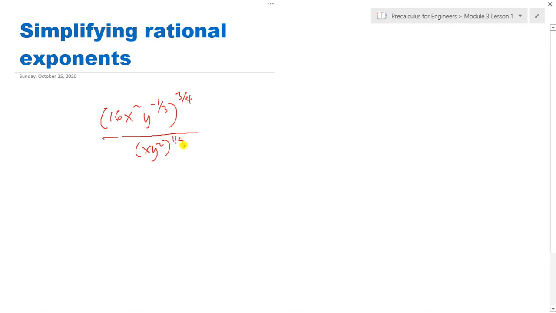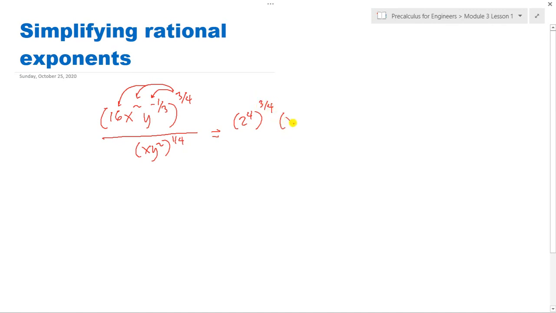Here, it would be better if we distribute the exponents, then divide or subtract their exponents afterwards. So distribute it also to the 16. Here, 16 can be written as 2 raised to the power of 4, because 2 times 2, 4 times 2, 8 times 2, 16. So we have here 2 to the 4th raised to 3/4.